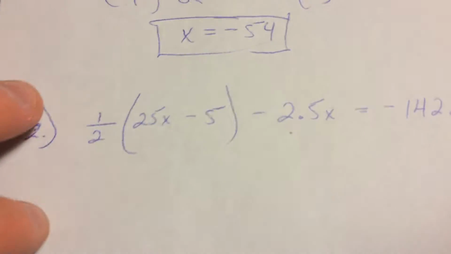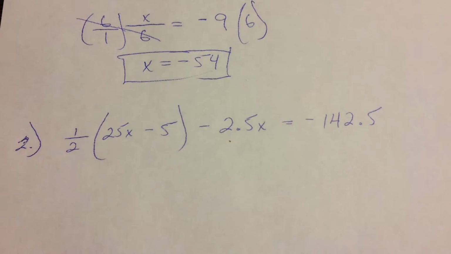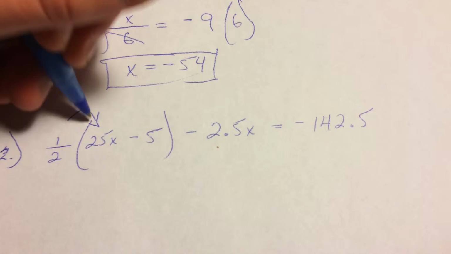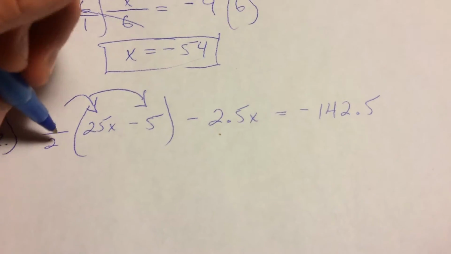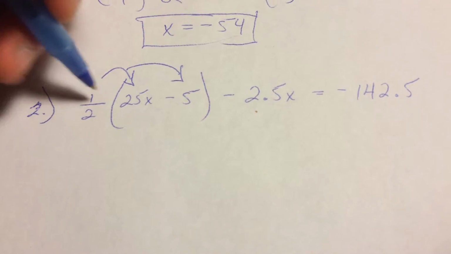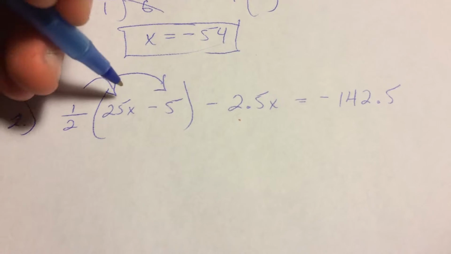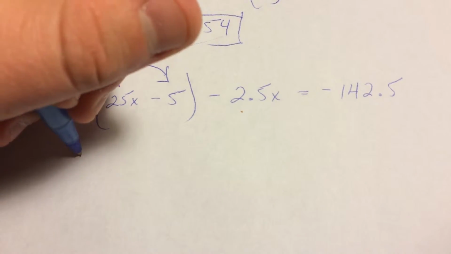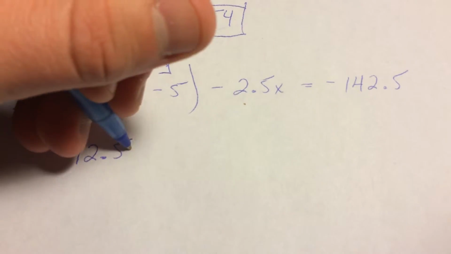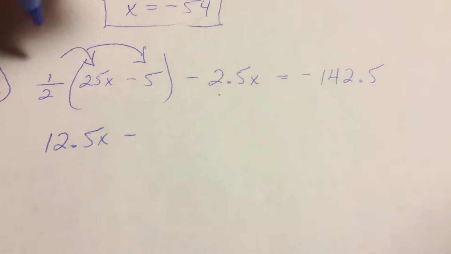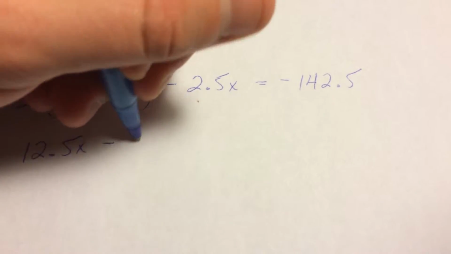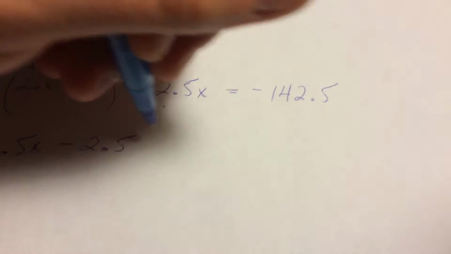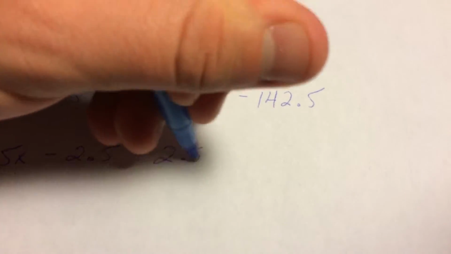I'm going to go right into the next problem and actually just talk a little bit less. But here we go, we're going to distribute. Well, multiplying by a half is always the same as dividing by 2. So half of 25 is 12 and 5/10 x. And half of 5, or dividing 5 into 2 equal groups, is 2 and 5/10. And then I'll rewrite the rest of the problem.